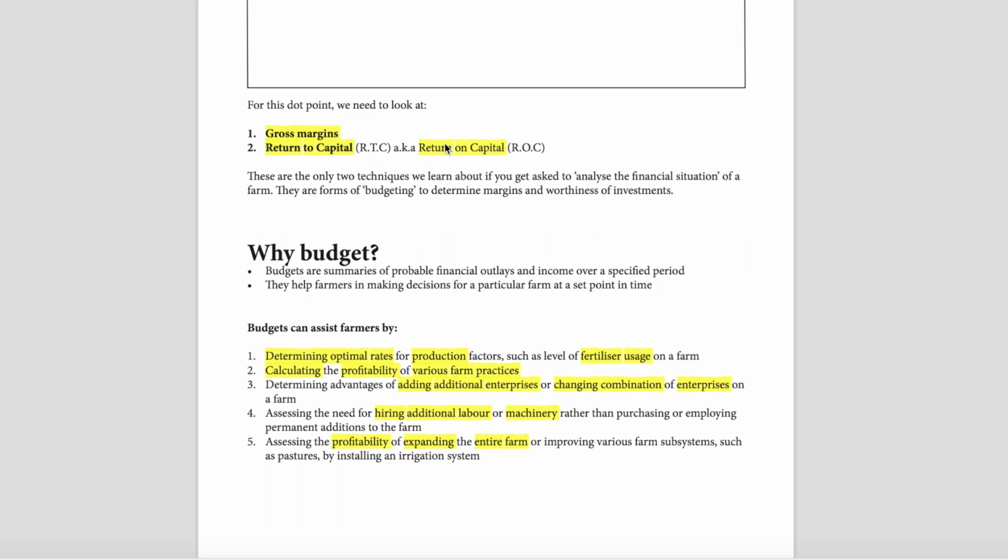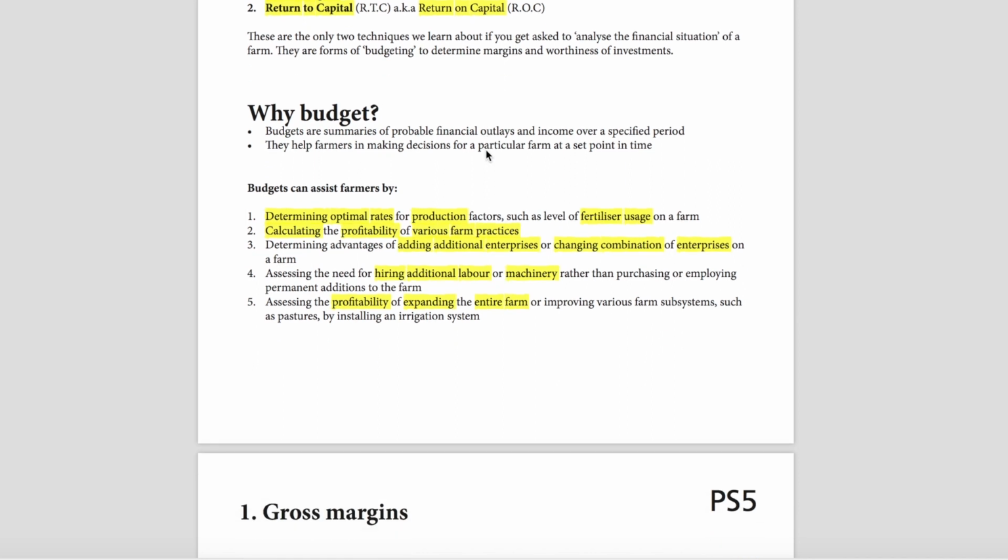Return to capital is also sometimes known as return on capital, but both of them are ways that we can analyze the financial situation of a farm. And so they're kind of a form of budgeting. Obviously farmers are going to budget because you want to determine the optimal rates of production, such as whether to use fertilizer or not, calculating the profit from different farm practices. Obviously you don't want to do things that are going to cost you more money than you're going to make.